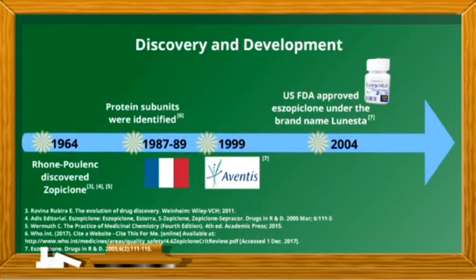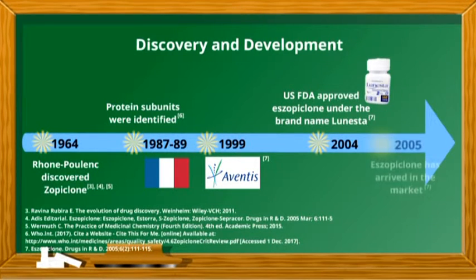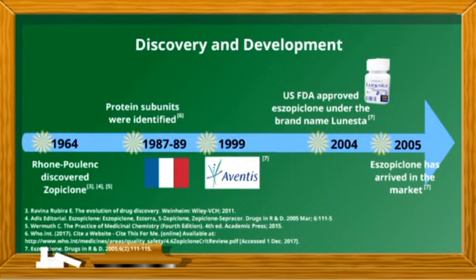This was after around 24 clinical trials that included more than 2,700 adults and elderly subjects, as well as data from more than 60 preclinical studies. In 2005, S-Zopiclone, the active S-enantiomer of Zopiclone, arrived in the market. It's supposed to have equivalent efficacy with racemic Zopiclone and possibly fewer side effects than that of Zopiclone.